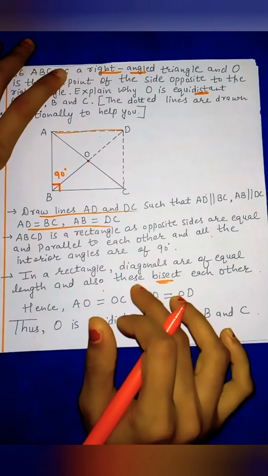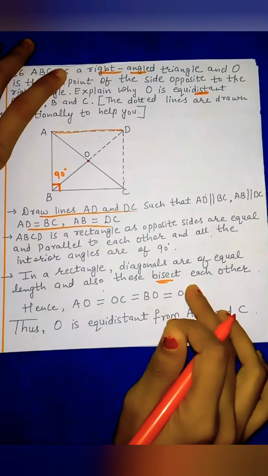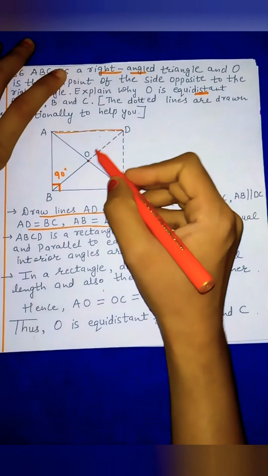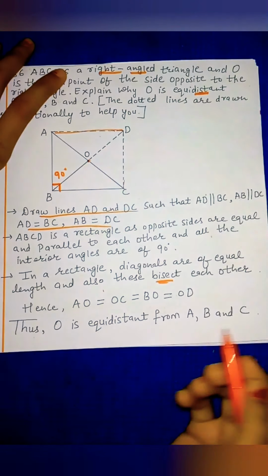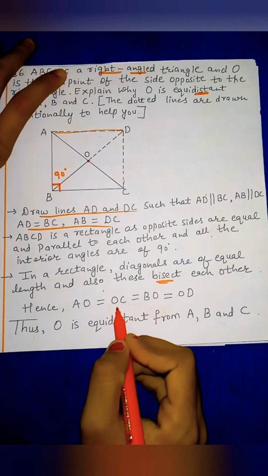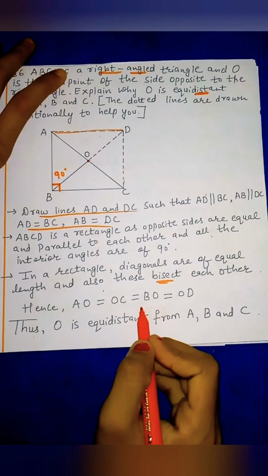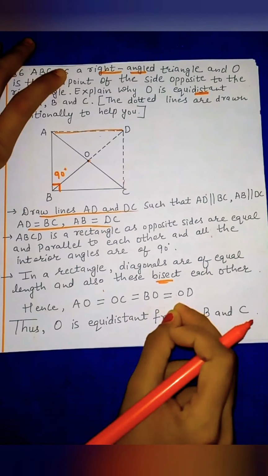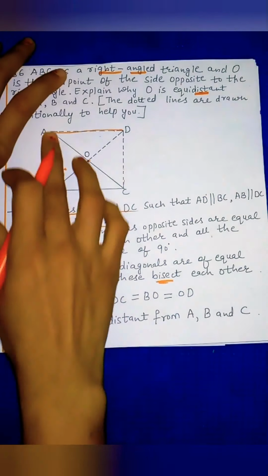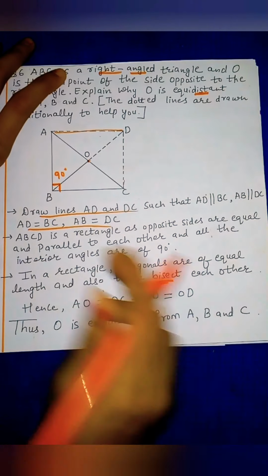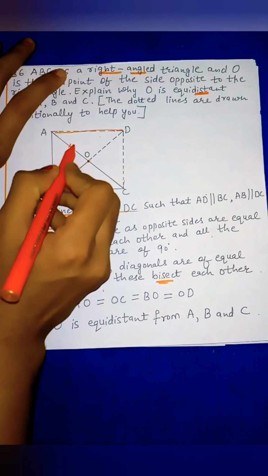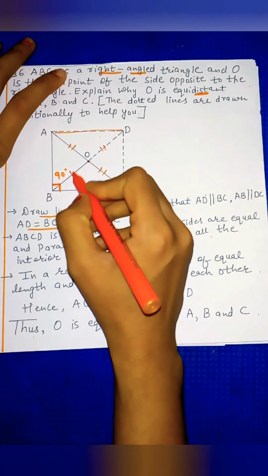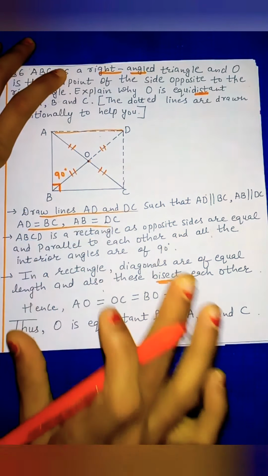According to the property, these are the properties of rectangles. Hence we can say that AO is equal to OC and OD is equal to OB. So AO is equal to OC, and that is equal to BO and that is equal to OD. All these parts are equal because diagonals are equal and they bisect each other. So AO is equal to OC, also equal to OD, and also equal to OB. So all four parts are equal.